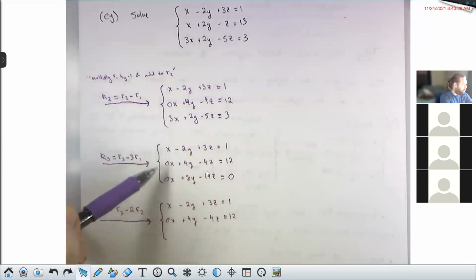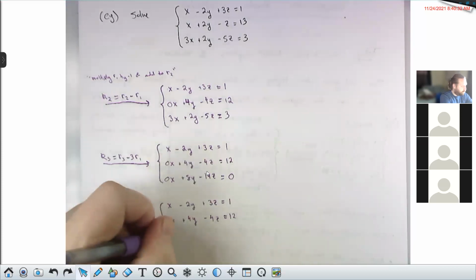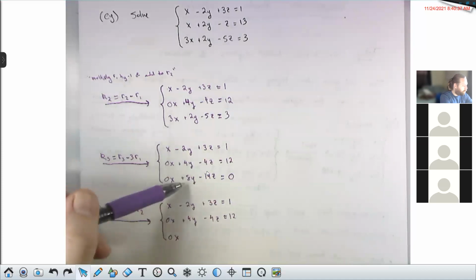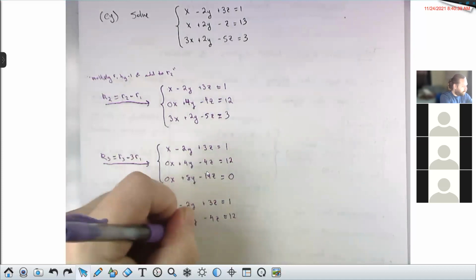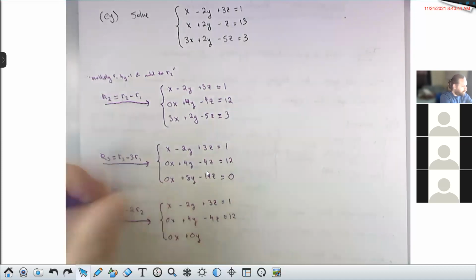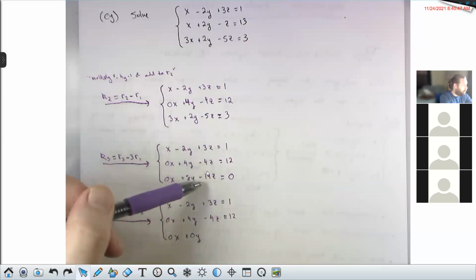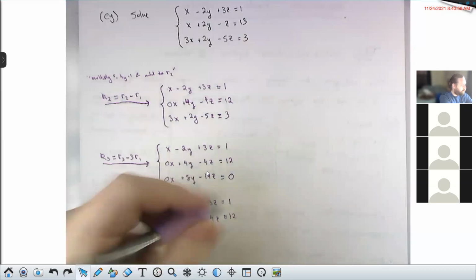All right. -2 times this plus this is still 0x. That's the good news. -2 times this plus this is 0y. More good news. -2 times this is positive 8z. 8z plus -14z is -6z.